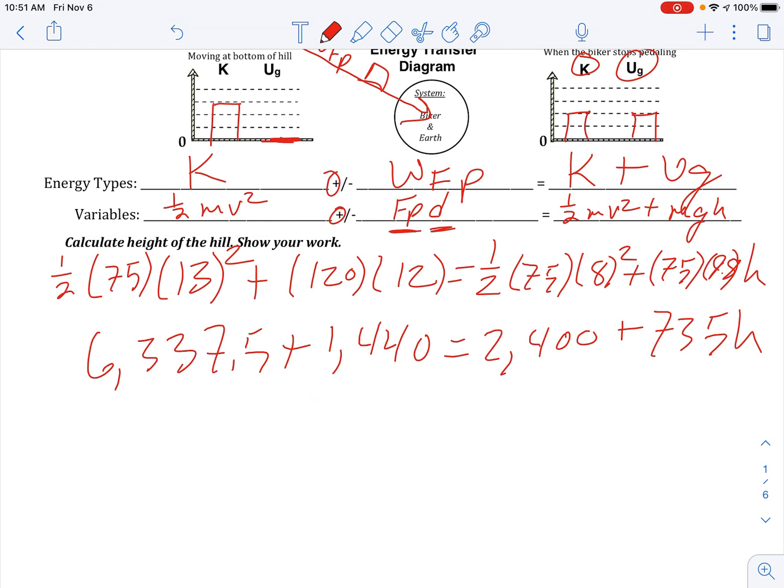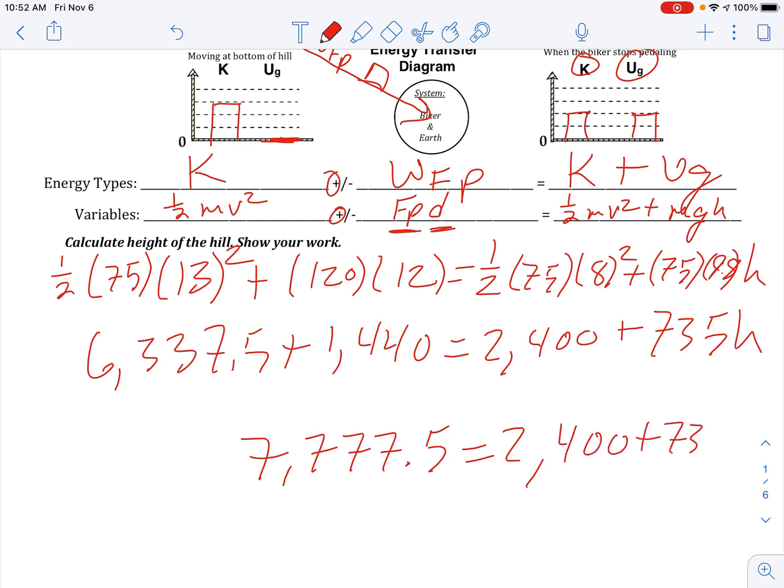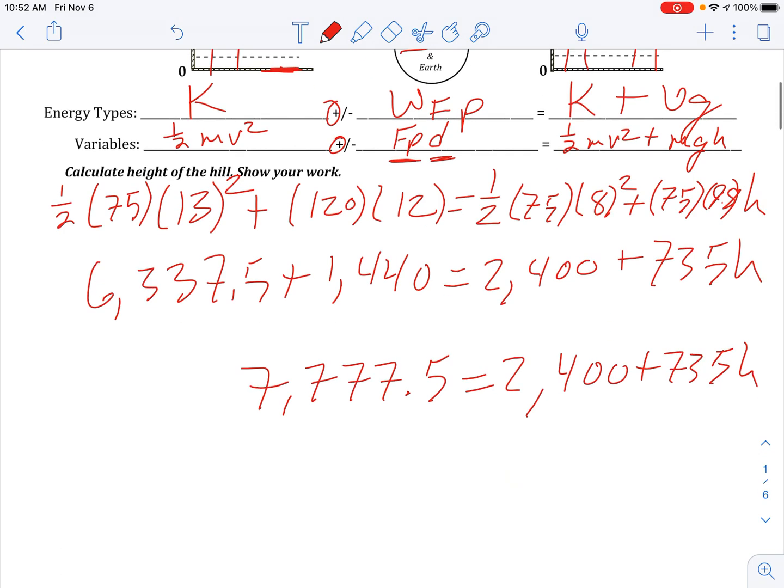So those two add up to be 7,777.5 equals 2,400 plus 735H. Now I'm going to subtract my 2,400 to the other side. This is our first kind of real example of algebra.